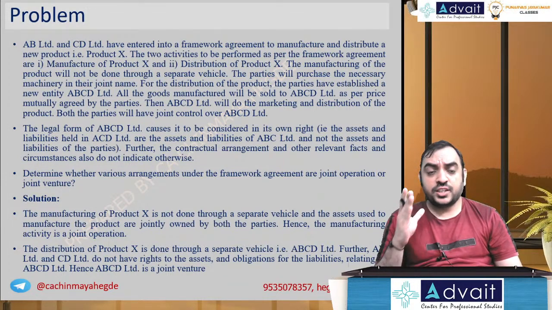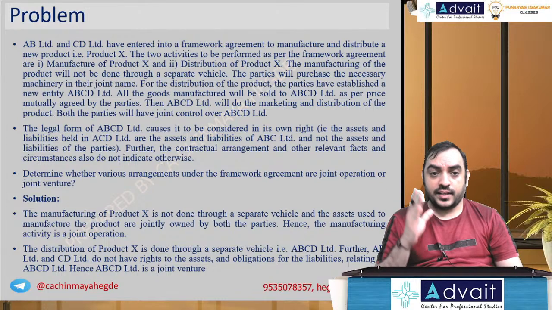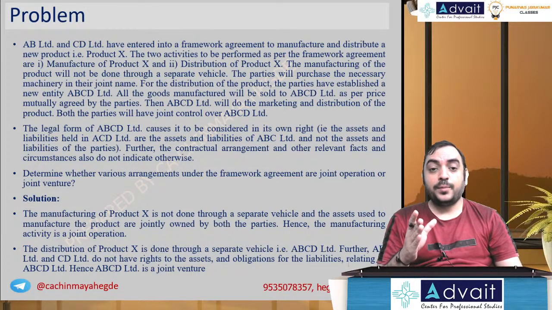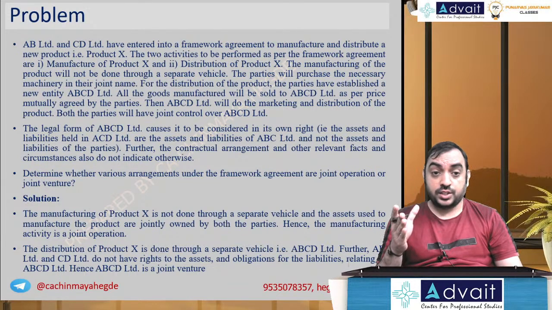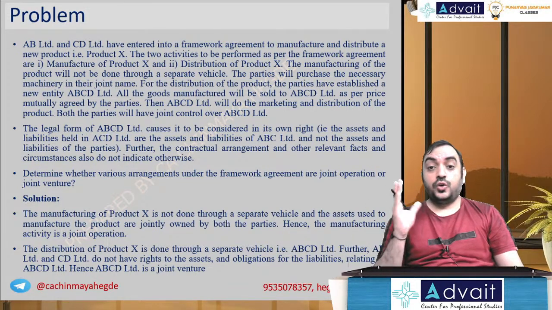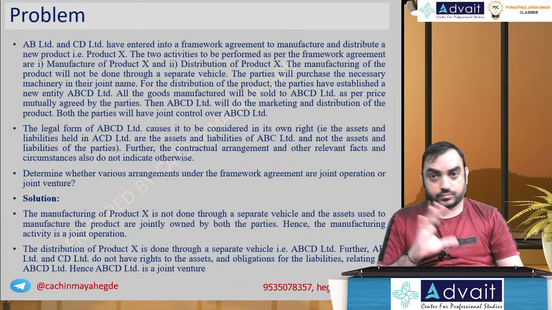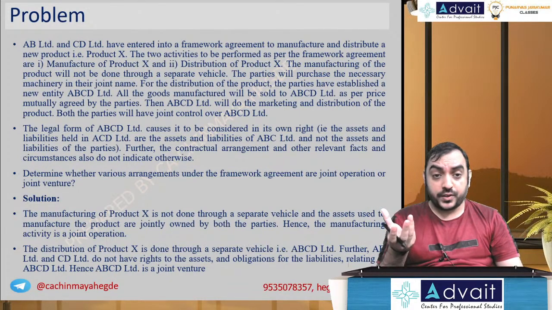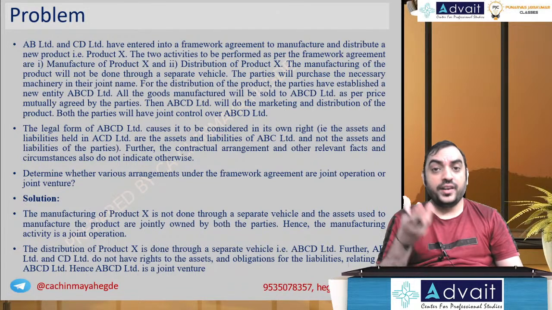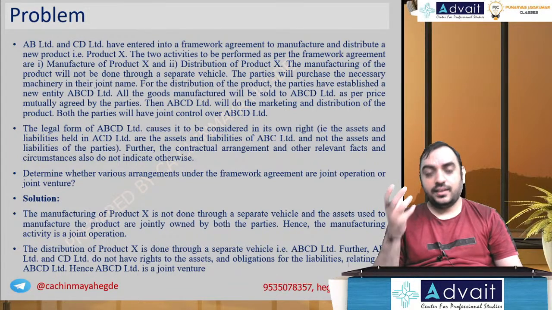The manufacturing of the product will not be done through a separate vehicle. The parties will purchase the necessary machinery in their joint name. For distribution of the product, the parties have established a new entity. So for producing, there is no separate entity, but for distribution purposes, they have made a new entity, ABCD Limited.